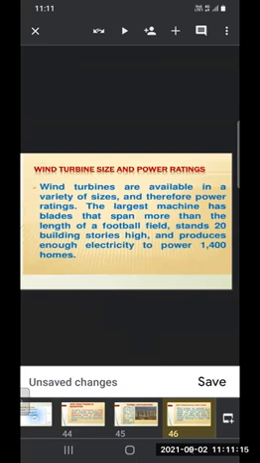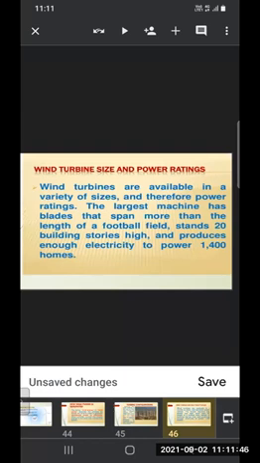Wind turbine size and power ratings. Wind turbines are available in a variety of sizes and therefore power ratings. The largest machine has blades that span more than the length of a football field. It stands 20 building stories high and produces enough electricity to power 1,400 homes.